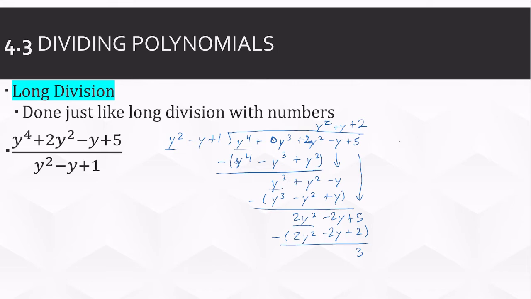So we write our answer. Y squared plus y plus 2, that was all of this, plus, and then you put your remainder, divided by the number you were dividing by.